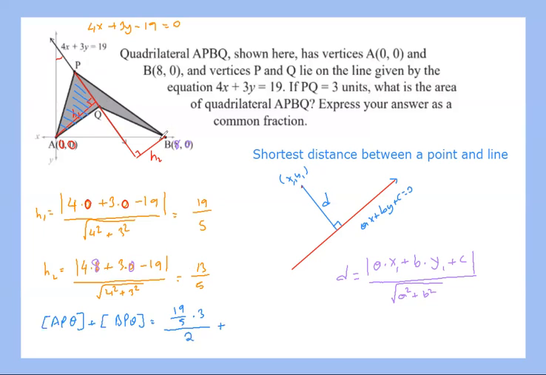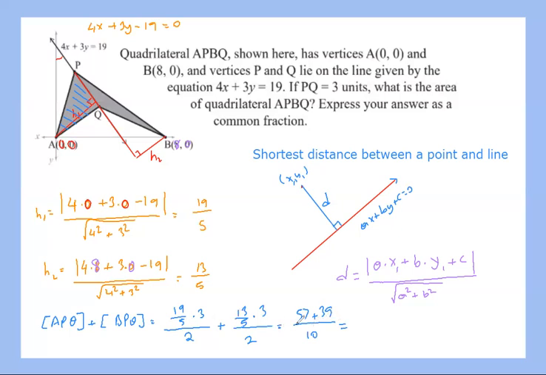Then the second triangle is this side, and the base is still 3, and the height is h2, which is 13 over 5, divided by 2. If you just go and add and simplify, you will get 57/5 plus 39/5, divided by 2. Then that is going to be 87 plus 9.